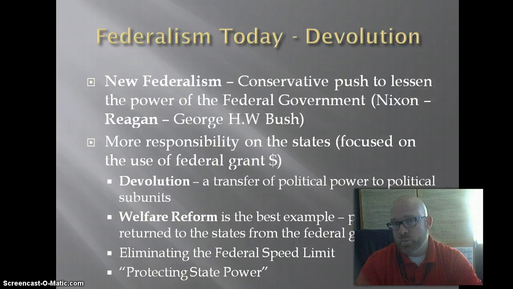If you want to look up a great example of how the federal government has used devolution effectively, you're going to look at welfare reform. In the early 90s, with the conservative Congress that came into power after the election of President Clinton, the big push was to try to give states more power, states' rights, to have some more control over local funding, and welfare reform is a great example. Another one was when the federal government actually eliminated the federal speed limit, which was 55, and allowed states to make their own decisions. And again, the big idea here is a protection of state power.